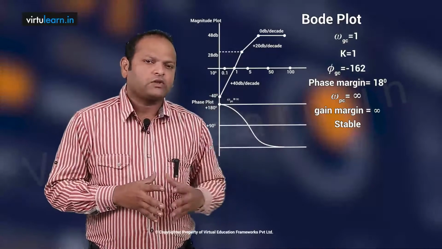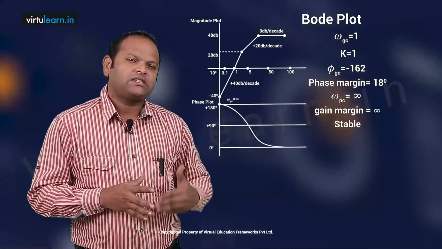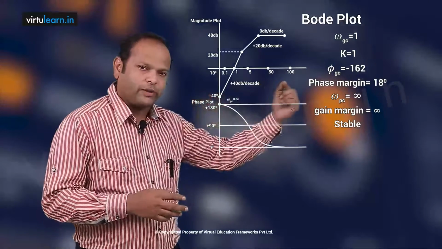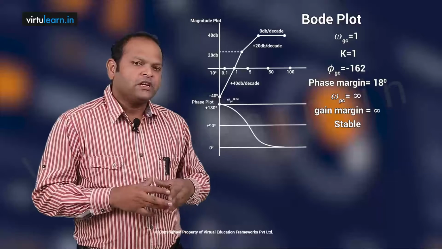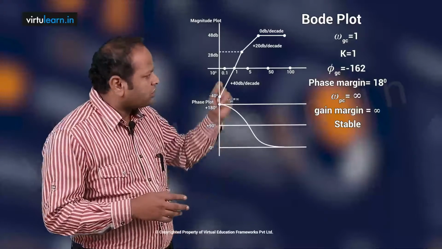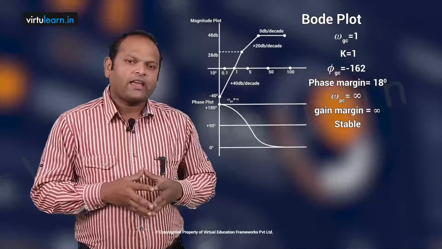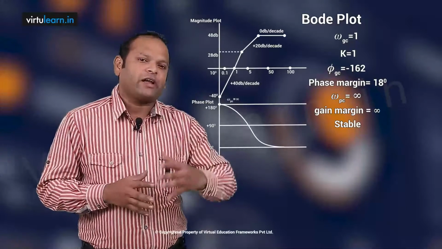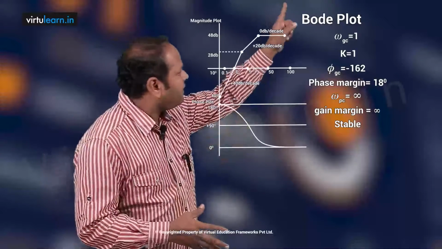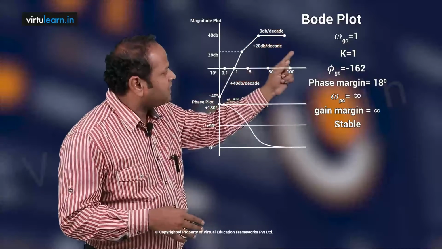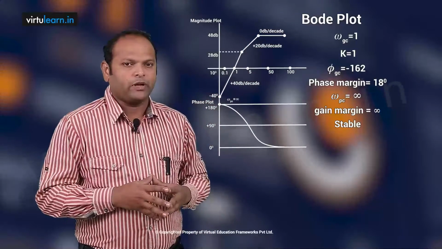What is a gain crossover frequency? It is the frequency at which the magnitude plot intersects the 0 dB line. When K is 1, it is crossing at omega of 1 radian per second. Now the required omega GC is 5 radian per second. Look at 5 radian per second: what will be the M dB value? For 5 radian per second, the M dB value is 28 dB.